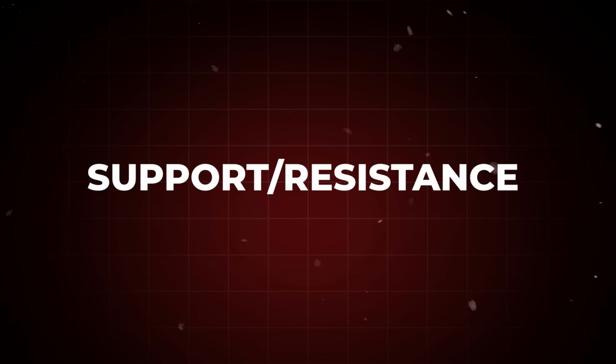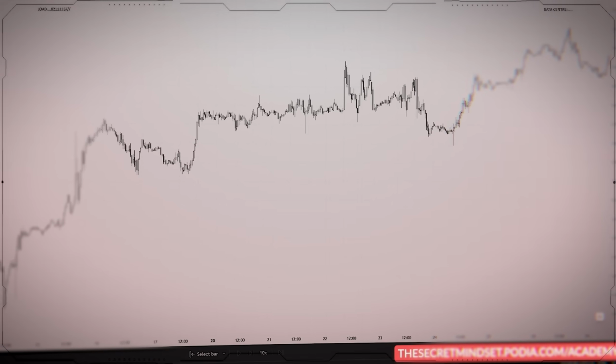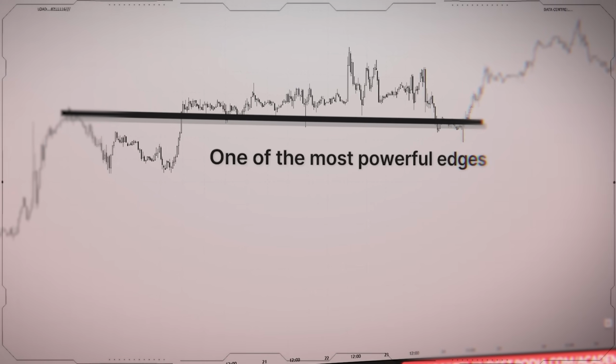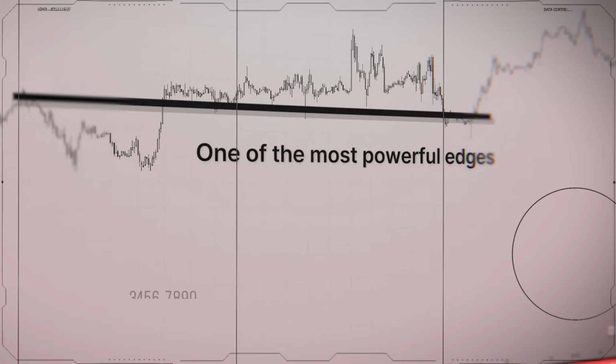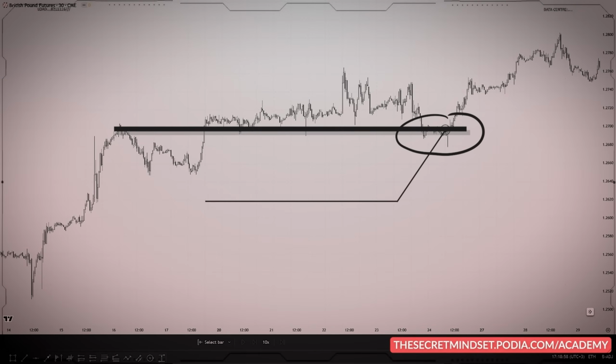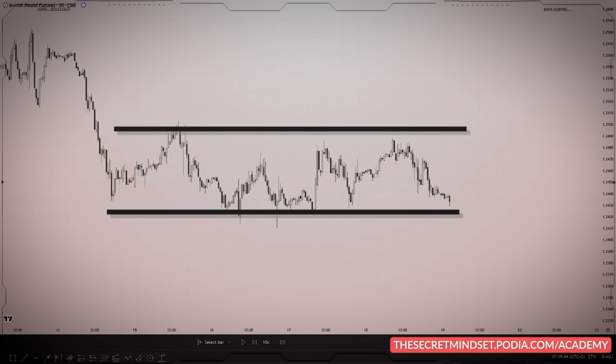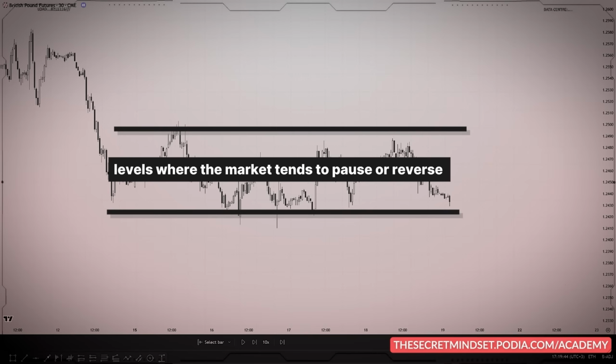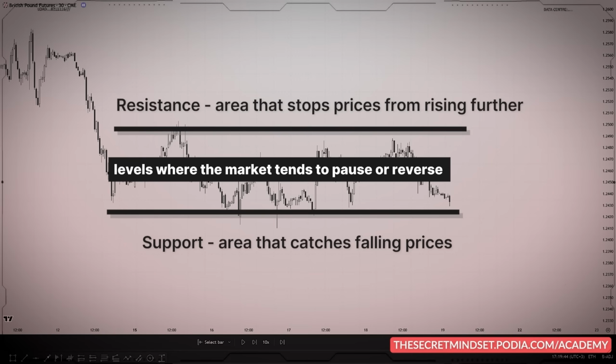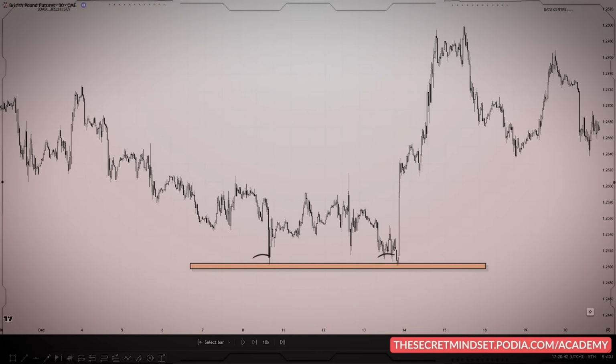Trading is all about finding edges, and support and resistance levels are one of the most powerful edges you can have. But these invisible lines on your charts can make or break your trades. Basically, support and resistance are price levels where the market tends to pause or reverse. Support is an area that catches falling prices. Resistance is an area that stops prices from rising further. And it's all about supply and demand.